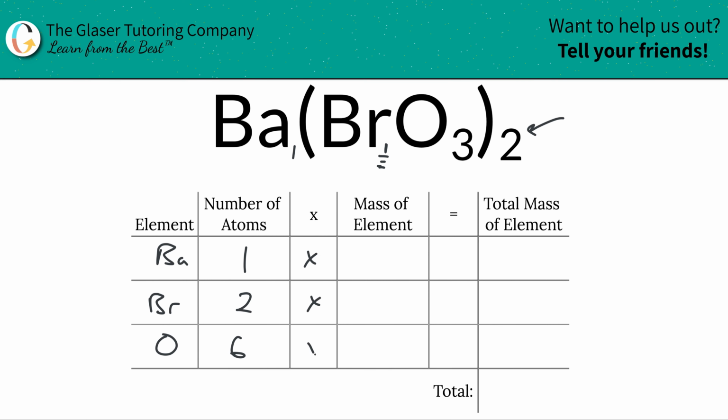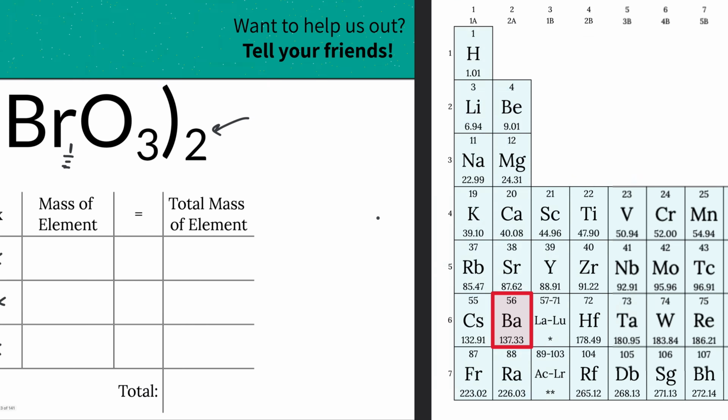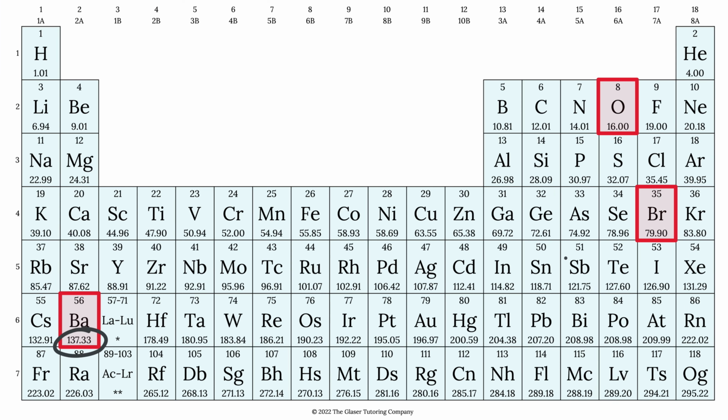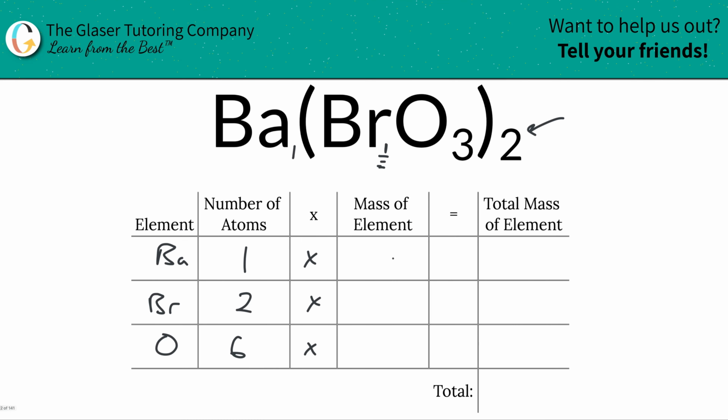Then we're going to take those numbers of atoms and multiply by the mass of each particular element. That's where the periodic table comes into play. Barium's mass is 137.33, bromine is 79.90, and oxygen is about 16. Those masses will be in grams per mole if you're finding molar mass, or AMU if you're finding molecular mass. So let's plug in the values: barium 137.33, bromine 79.90, and oxygen 16.